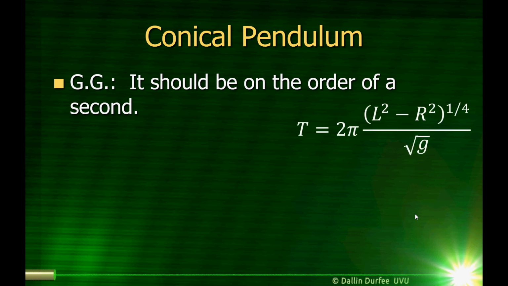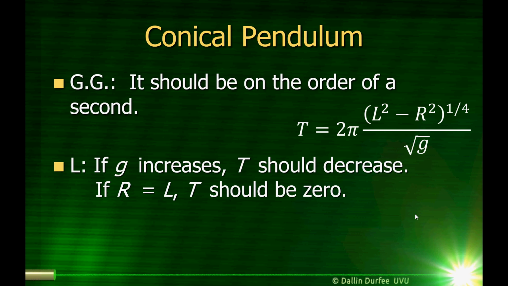Now, here is the symbolic form of the answer we got. So we can use step L, limits, trends, known cases. We know that if g increases, the time should decrease, right? If gravity's pulling harder, then it's got to go faster, right? The force in the string has to be bigger. The tension in the string, that means it's got to go around faster. And that's what we see: as g increases, t should decrease.